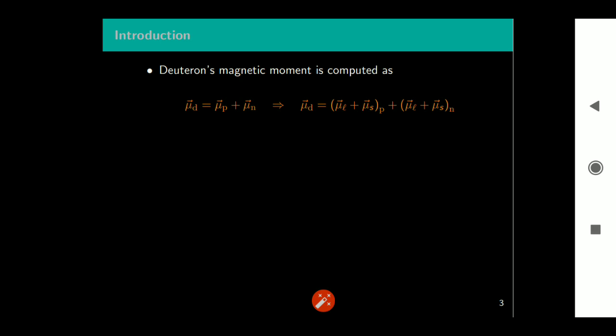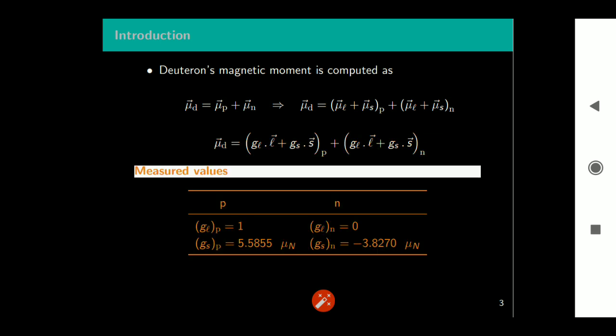Now this orbital angular momentum and spin angular momentum, which give rise to the corresponding magnetic moment, can be expressed in terms of gyromagnetic ratios as mu d is equal to g_l times vector L plus g_s times vector S for proton. Similarly, that for neutron. All these g's are gyromagnetic ratios. These gyromagnetic ratios are experimentally measurable, and the measured values are shown here in the form of a table. For proton, the gyromagnetic ratio for orbital motion is 1. For neutron, that is 0. And the other two values for the spin motions are given here. These two values we already used in the previous lecture as well. These gyromagnetic ratios are expressed in terms of nuclear magneton mu N.